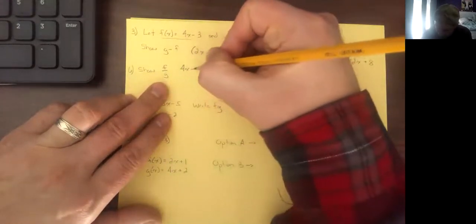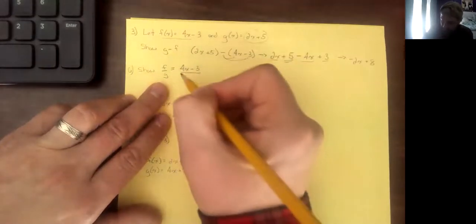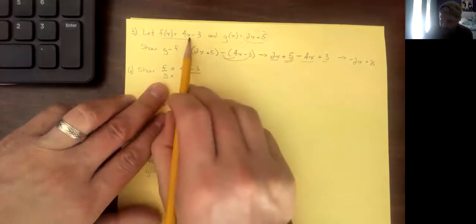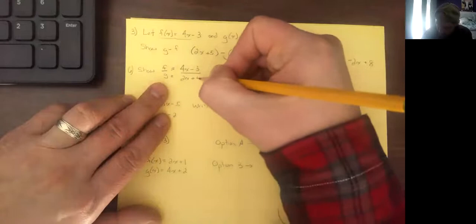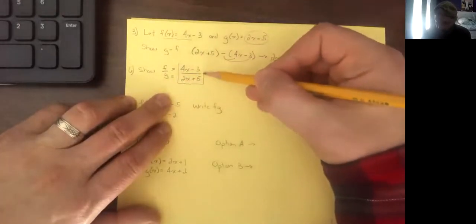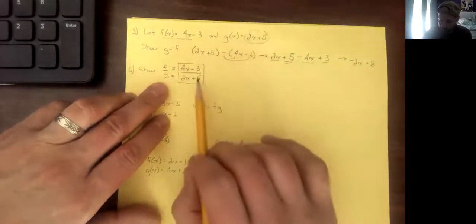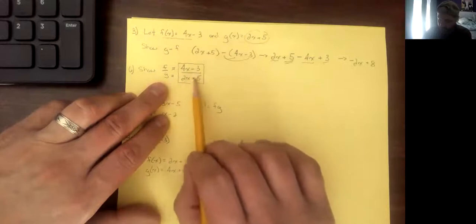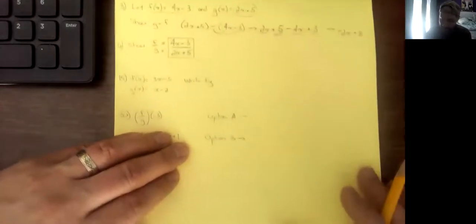Well, F is, I mean, you can say, hey, what's F? Well, F is 4x minus 3. What's G? G is 2x plus 5. I can't factor anything out. Once I write them where I just replaced F with what it stands for and G with what it stands for, I can't factor anything out. I'm done. That's all I have to do is write that.